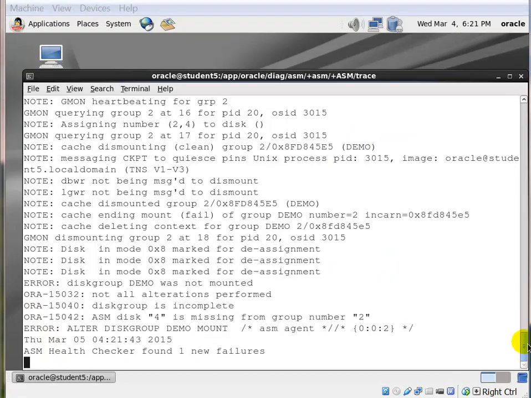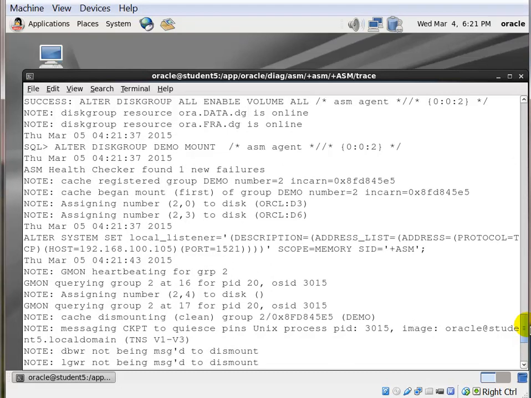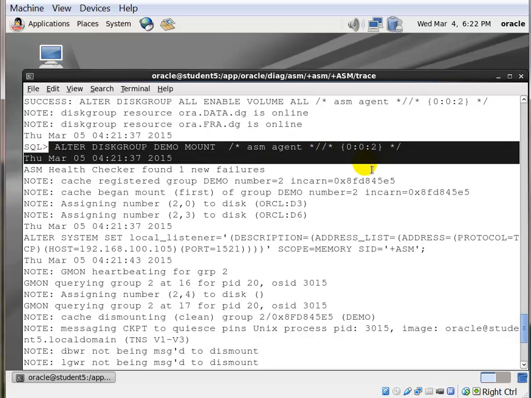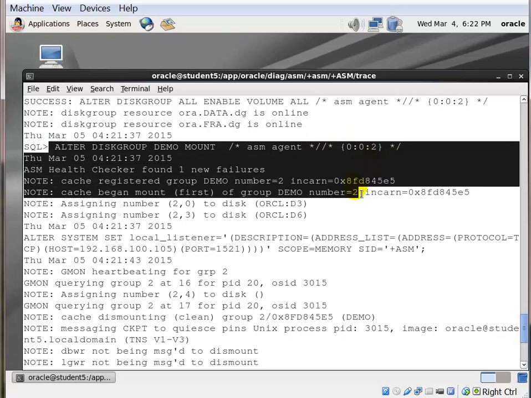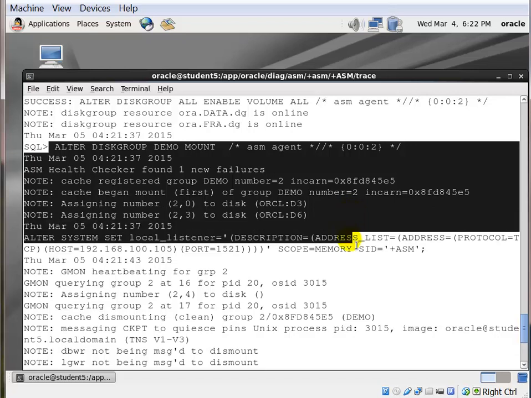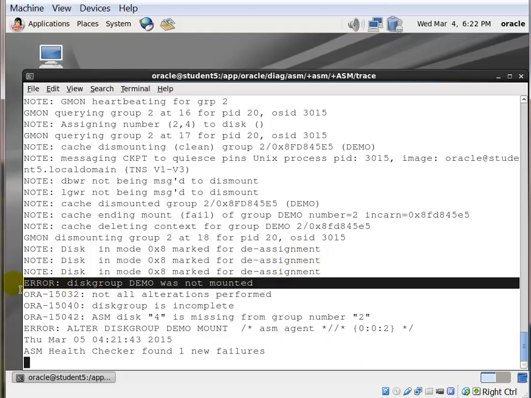All right, so folks, I just finished rebooting the system, and I'm currently tailing the alert log for ASM. Okay. Now you would notice that as I'm telling this, the ASM agent is trying to mount the disk group demo. Now, as hard as it tries, and notice we're trying to mount this, assigning number 2 to disk, D3, D6. There is not enough disk to, okay, mount the disk group demo.